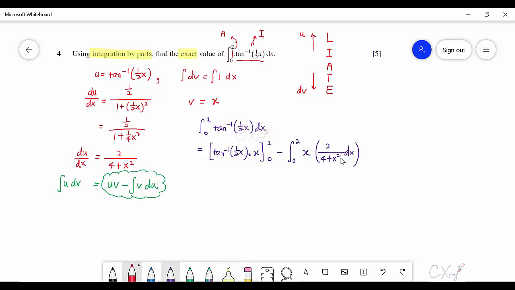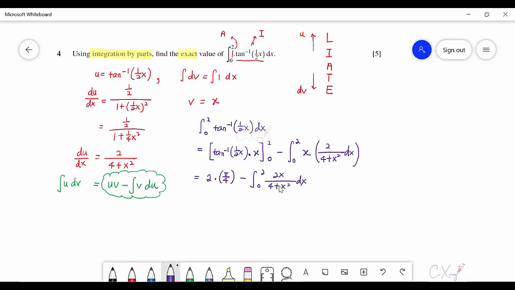Then for the next step, you can substitute the value in. When you substitute 2 into the x here, you will have 2 times tangent inverse of 2 over 2, which is tangent inverse 1. You will have pi over 4, which is 45 degrees. But for integration, everything you have to write in radian form. Then minus, and if you look at the pattern in detail, you are having 2x divided by 4 plus x squared dx.